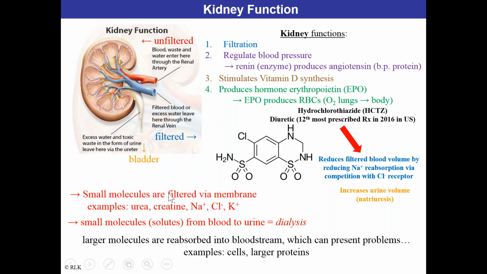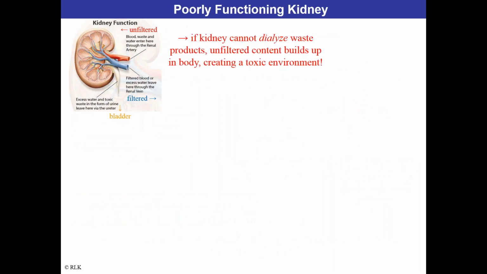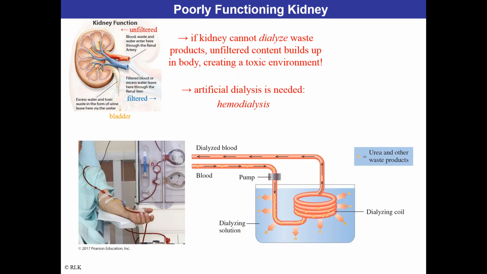For instance, the urea, sodium ions, chlorine ions, right, and even potassium. But the bigger stuff is, well, a bigger problem. If the kidney cannot dialyze waste products, unfiltered content builds up in the body, creating a toxic environment, and then artificial dialysis is needed. This is usually referred to as hemodialysis.